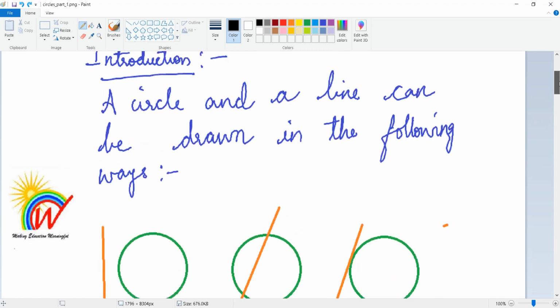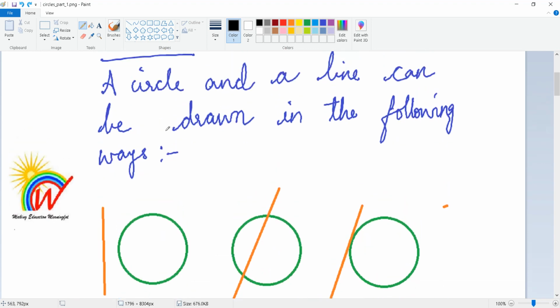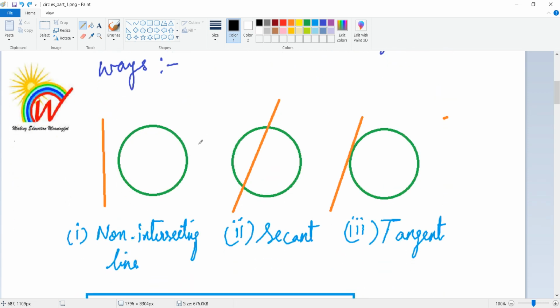Now, if you're drawing a circle and a line on a sheet of paper, there are three ways you can draw a line. One is you can draw a line like this. See, a circle is over here and a line is over here. They are not touching each other, so this line is a non-intersecting line compared to the circle. With respect to the circle, this line is not at all intersecting the circle.